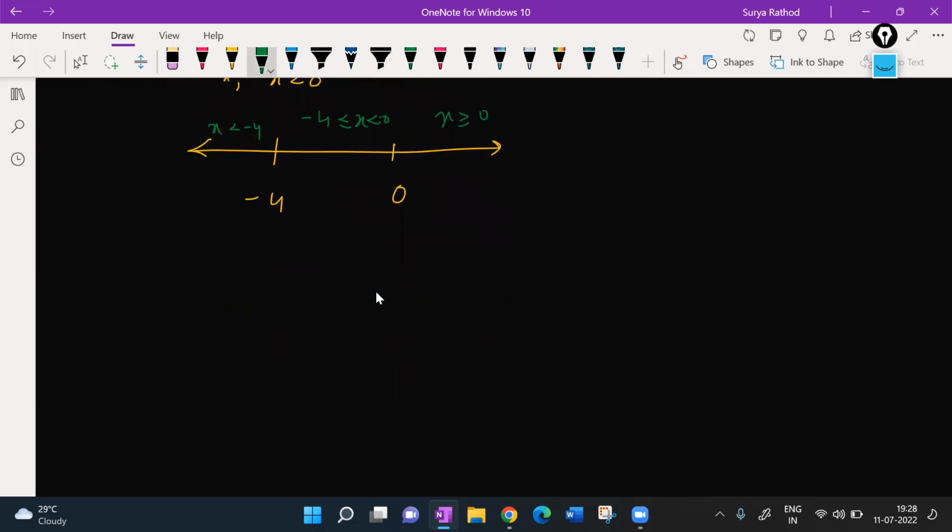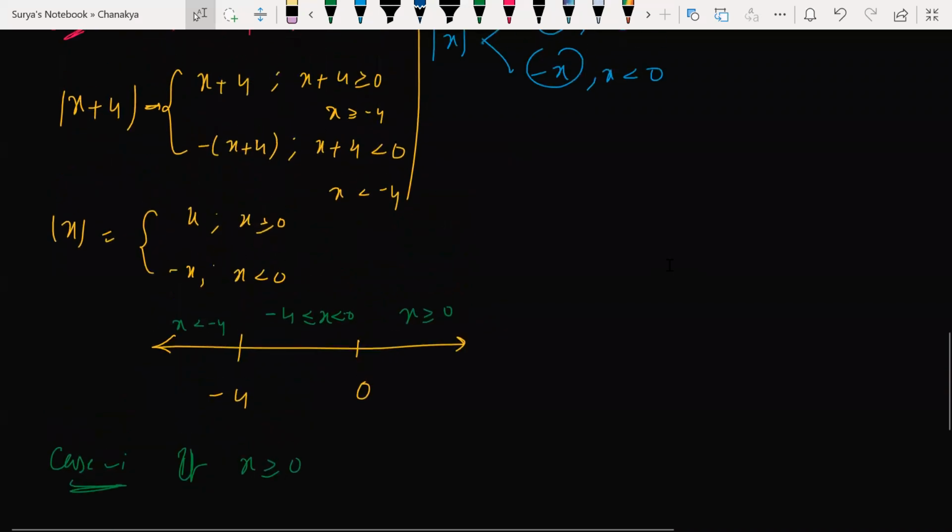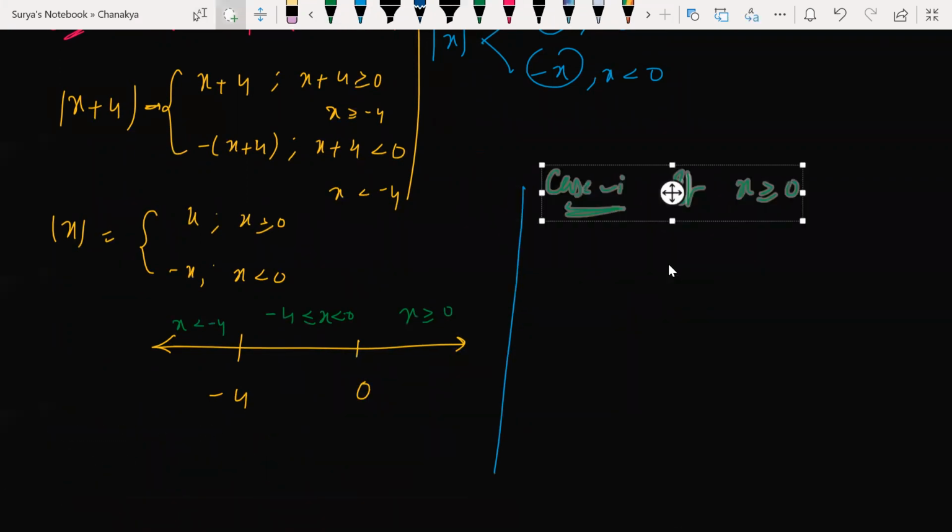No. Look at this. You got three cases here. What is case one? Tell me. Let me go with x greater than or equal to 0. If x is greater than or equal to 0, what is going to be? Let me write here so that we can look at the function. Case one is x greater than or equal to 0. I'm taking it as case one.